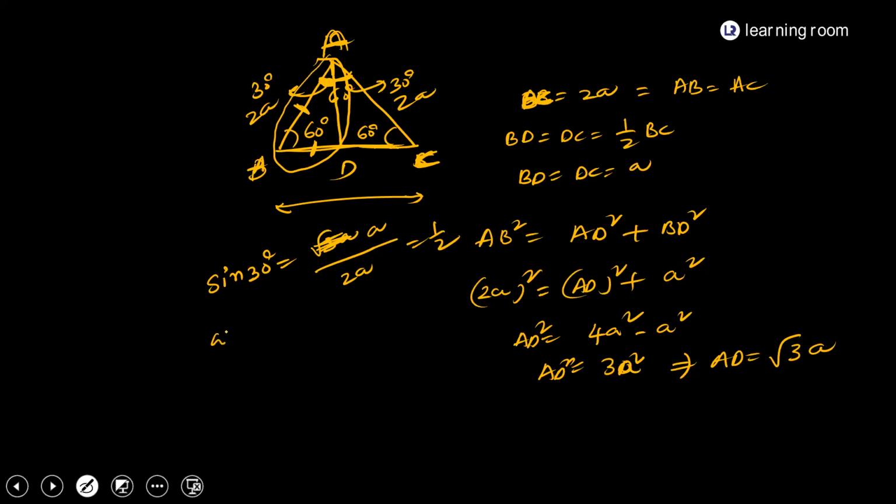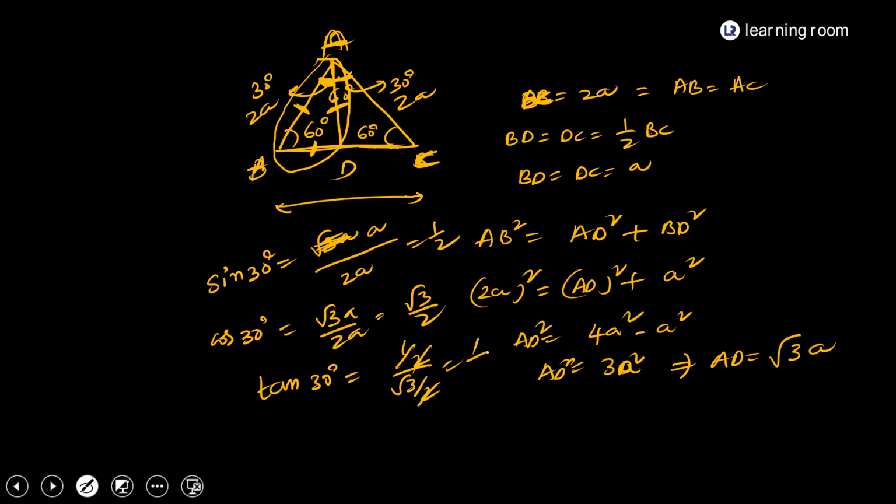Cos 30 will be, for cos we need to take adjacent. We found out now how much? Root 3A, right? By 2A will be root 3 by 2. Now tan 30 will be sin by cos, right? So it will be 1 by 2 by root 3 by 2. 2 will cancel, 1 by root 3.